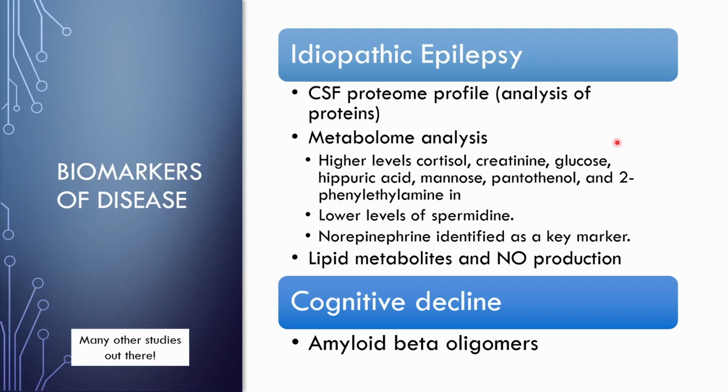In idiopathic epilepsy, there have been various different studies looking at the proteome profile, metabolites, both lipid and very complex ones, which you can see the results of there. And one disease that would be nice to have a more confirmatory test would be cognitive decline, or the dog equivalent of dementia or Alzheimer's, and it is possible to measure amyloid beta oligomers, but it's not routinely done.